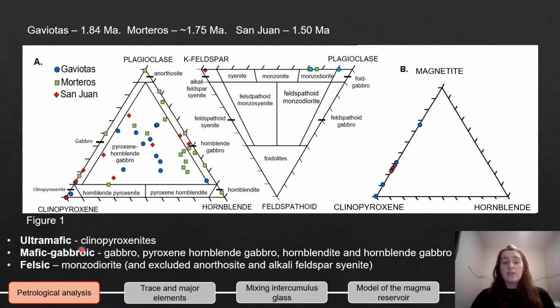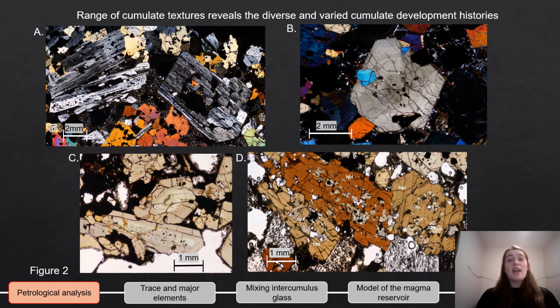The cumulates were classified as displayed in Figure 1 and revealed 3 domains of the magma chamber: ultramafic cumulates, taken to represent the base of the reservoir, mafic gabbroic cumulates, and felsic cumulates. There is a diverse range of texture and variability across the cumulates.